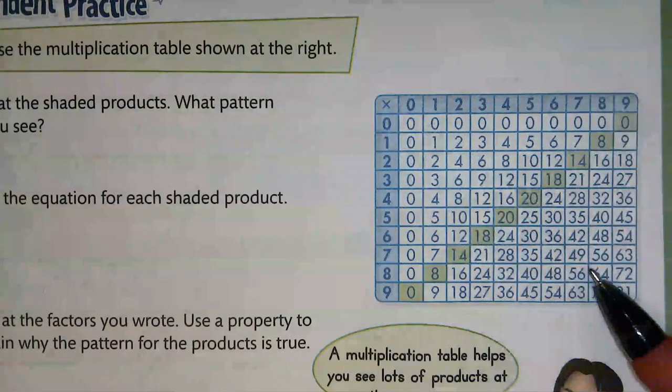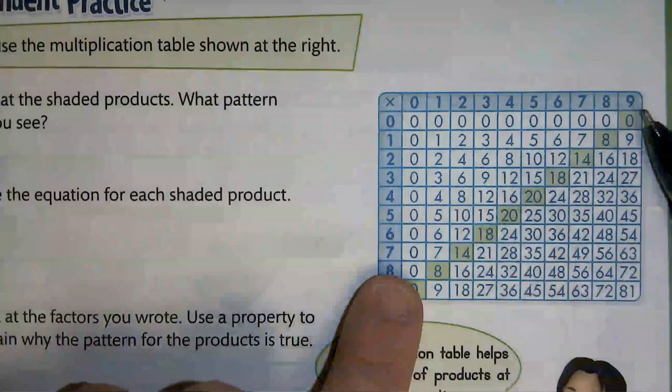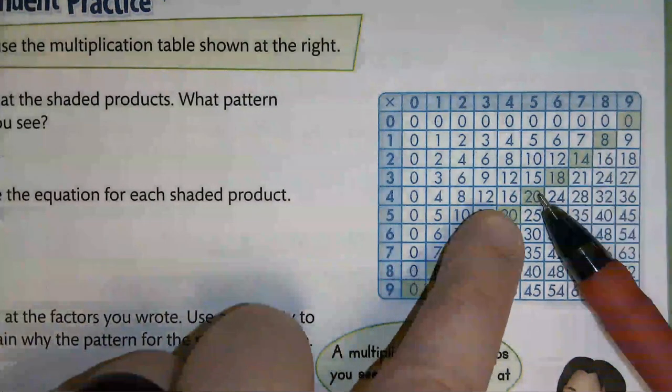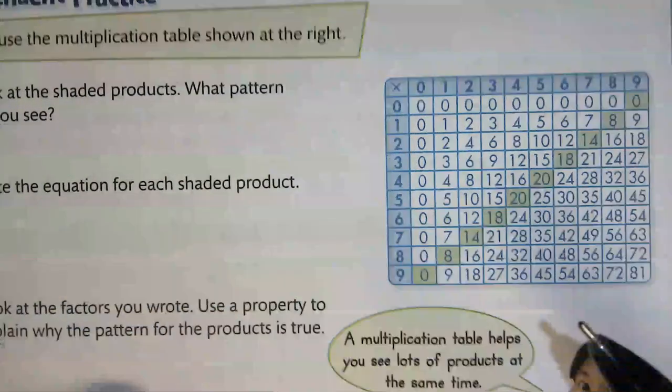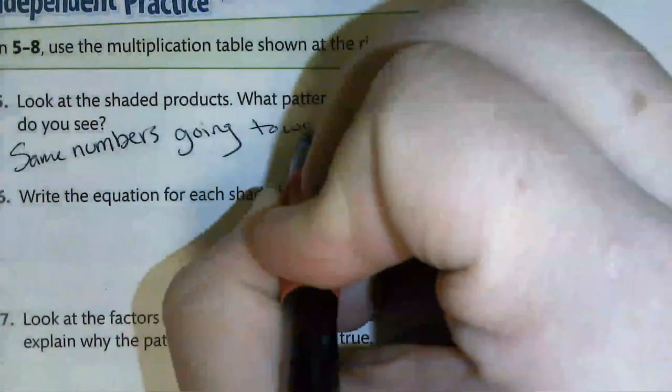If I put a line down the middle, they are like a mirror of each other. I start with 0s, then 8s, then 14s, then 18s, then 20s in the middle. All right. So what's the pattern that we see? I see the same numbers going towards the middle.